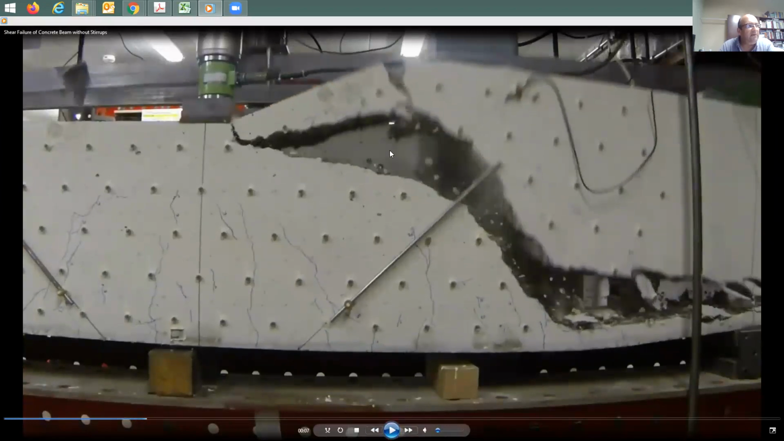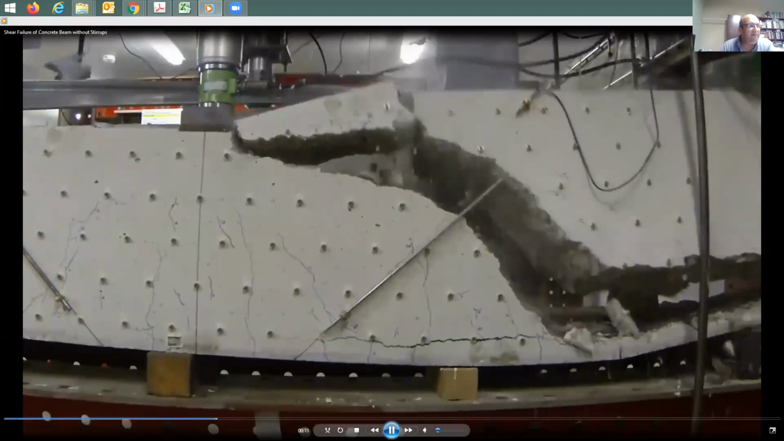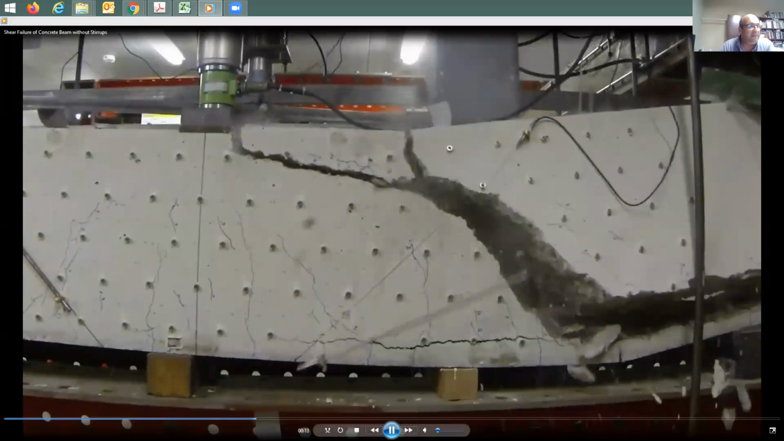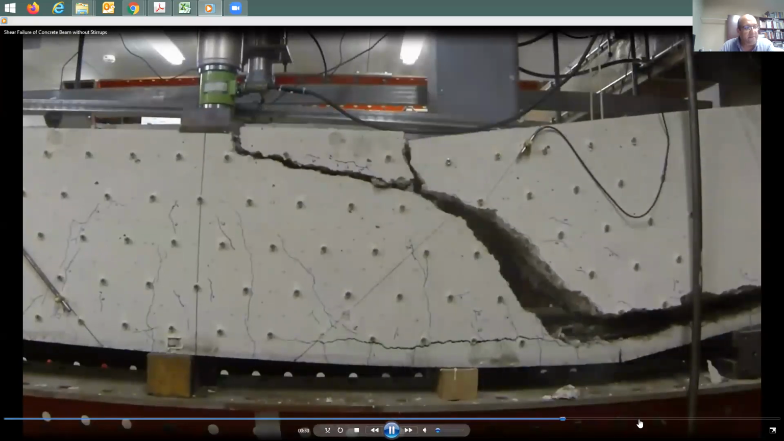No ties. Do you see here any reinforcing? Nothing. They didn't put enough ties. And look at the failure. It's a very brittle failure, a sudden failure, and it just happens all of a sudden. Nothing that you'd like to see.